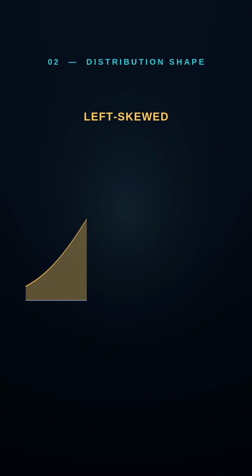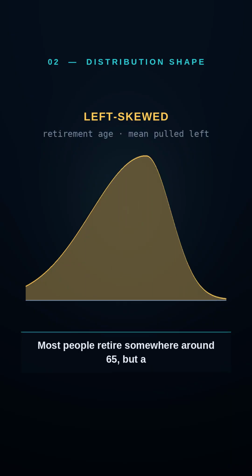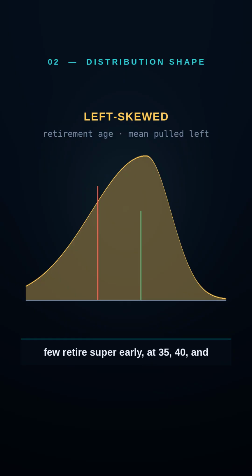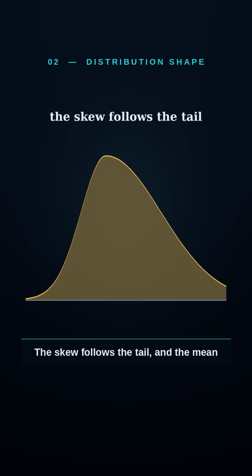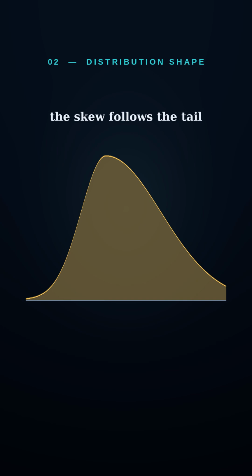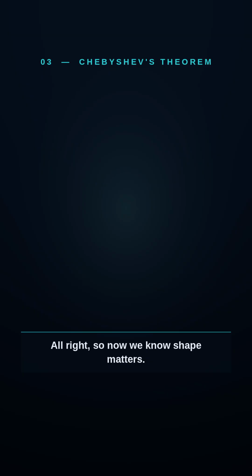Now flip it. Think about age at retirement. Most people retire somewhere around 65, but a few retire super early, at 35, 40, and those low values drag the mean to the left. That's left skewed. The tail goes left, and the mean dips below the median. Here's your memory trick. The skew follows the tail, and the mean chases the tail like a dog chasing a car. All right, so now we know shape matters.